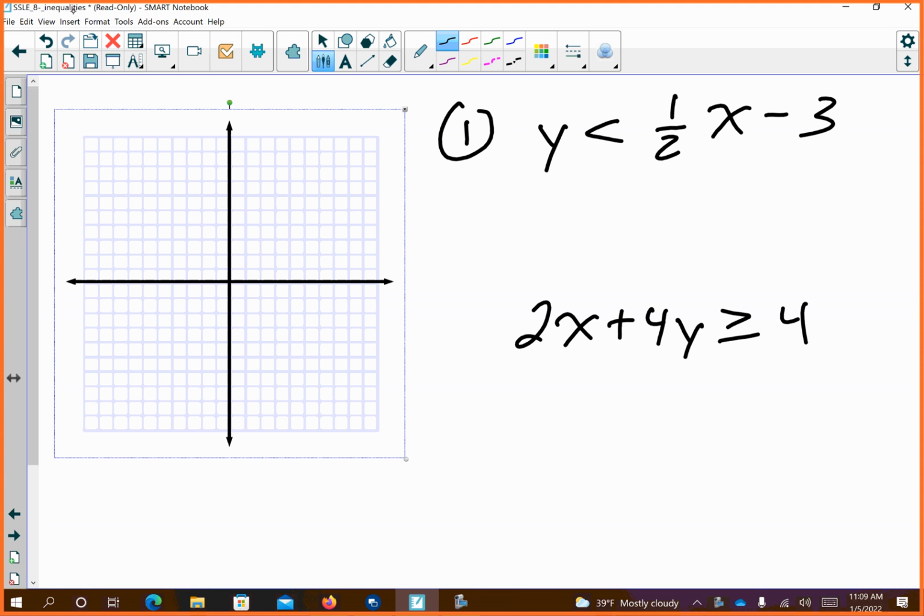All right. So we're graphing inequalities. So we practice. It was a newer concept because we put two inequalities on the same exact graph. Agree?